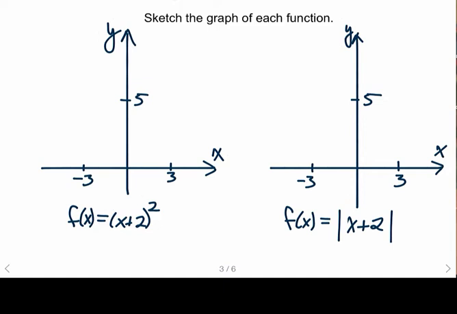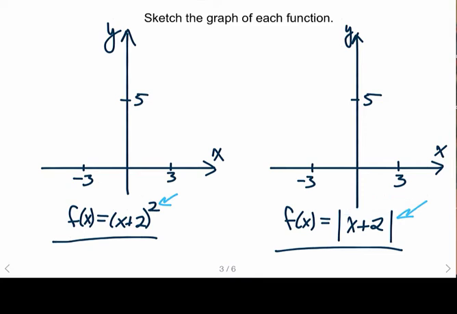Now let's see what happens when we mess around with what's inside the argument. Here we have directions to sketch the graph of each function. The functions are f of x is equal to the quantity x plus 2, squared, and f of x is equal to the absolute value of the quantity x plus 2. The shapes are going to be the same shapes that we saw before. And what indicates that to me is the squared portion and the absolute value bars.